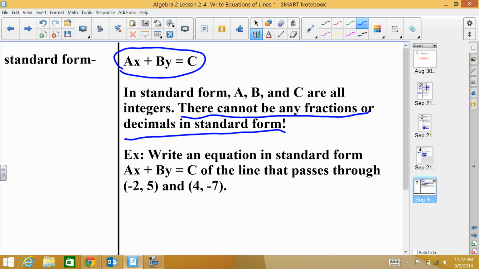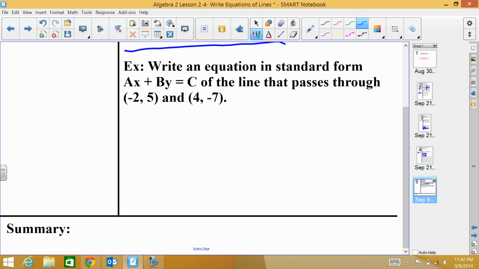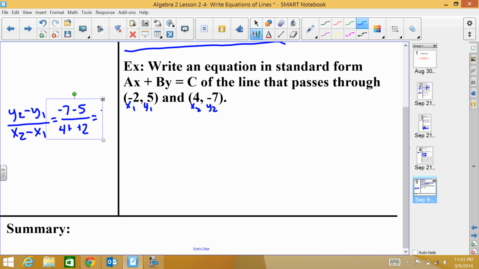So again, I'm going to follow the same steps that I did previously. I'm going to do y2 minus y1 over x2 minus x1 to find the slope. And this is my x1, y1, x2, y2. So if I do this, I would get negative 7 minus 5 all over 4 minus negative 2. And these are going to turn into plus. So I get negative 12 over 6, which reduces to negative 2. So that is my slope.